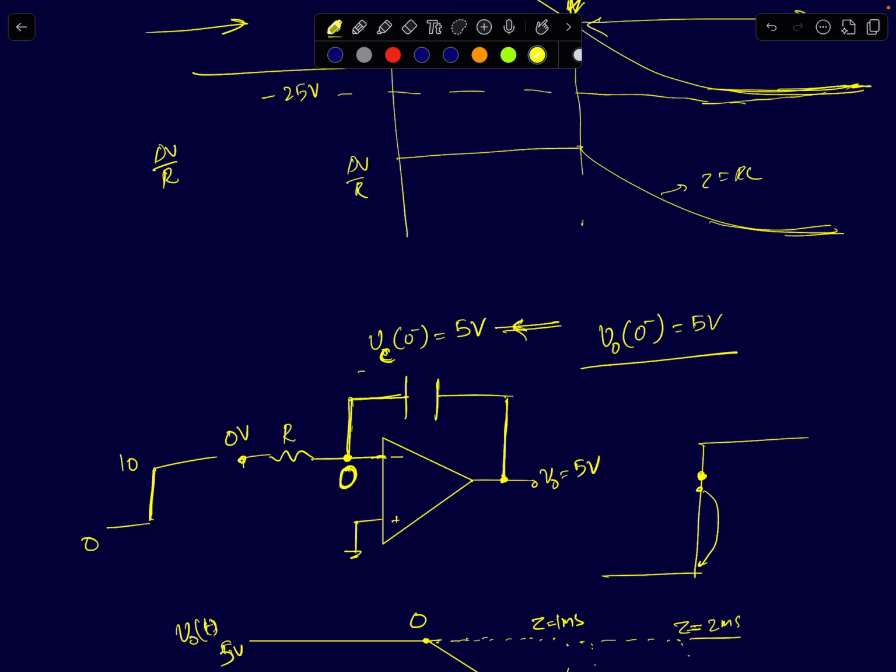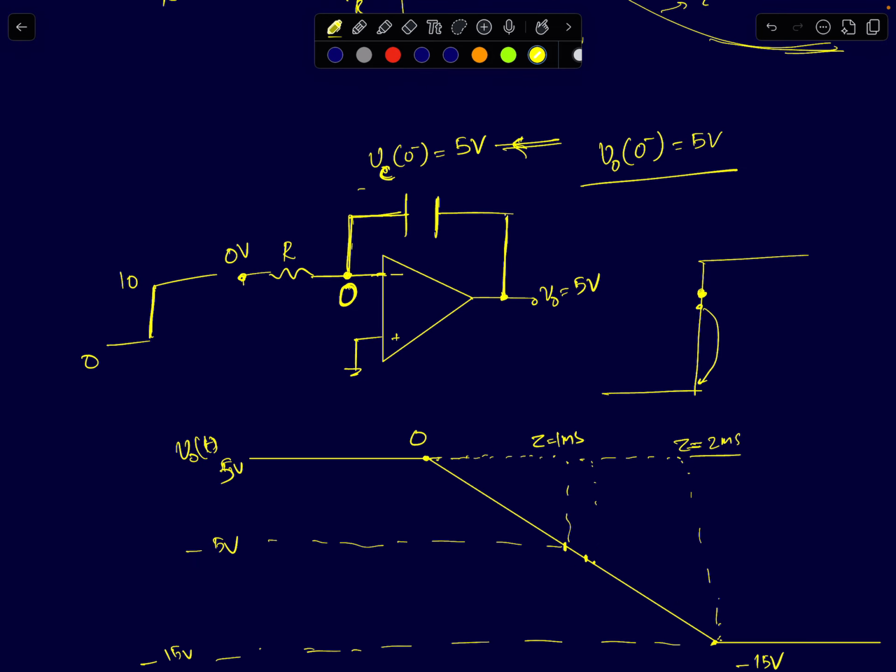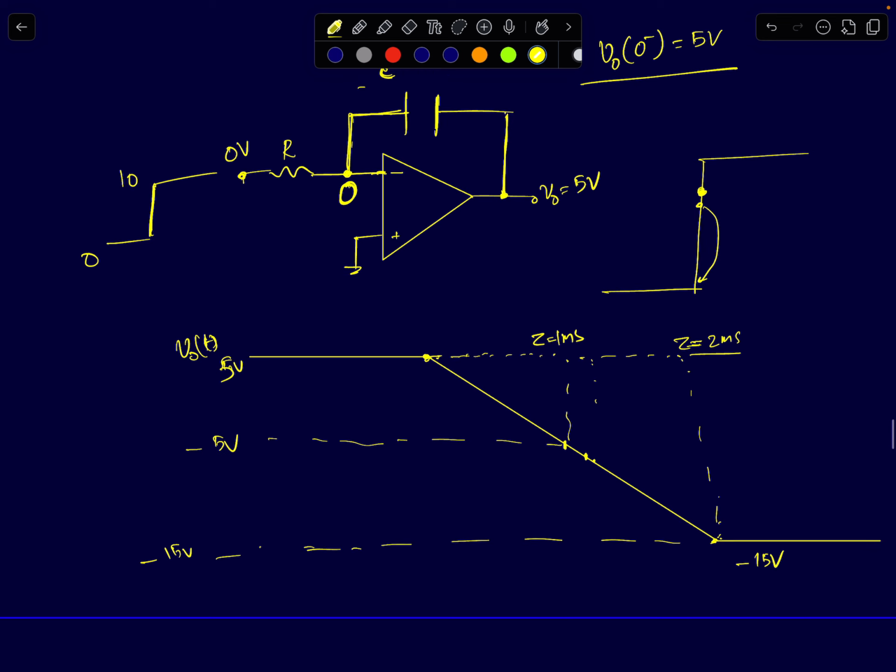So you can use all the same analysis as before. The only difference is instead of output starting at 0, it starts off at 5 volts. From 5 it will keep on decreasing. So the equation for the output will look something like this. V naught of t for t greater than 0 plus will be minus 10 by RC times t plus V naught of 0 minus, and this was 5 volts, so it will start at 5 and decrease. Remember, it will keep on decreasing at a slope of 10 volts per 1 millisecond. Okay, 10 volts in one time constant.